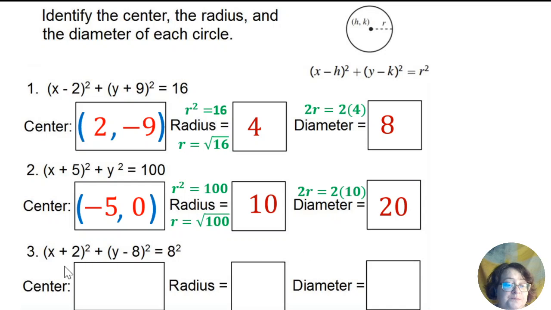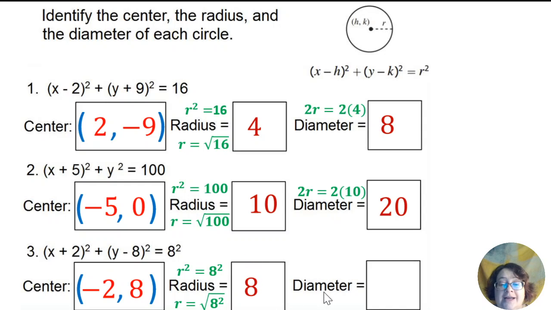For number 3, we have x plus 2 squared plus y minus 8 squared equals 8 squared. So x plus 2, in our ordered pair, our plus 2 becomes a negative 2. Y minus 8 squared, so minus 8 becomes positive 8, equals r squared. R squared here is 8 squared, and to undo that, we take a square root. The square root of 8 squared is 8. Our diameter is the radius times 2, or 2 times 8, which is 16.